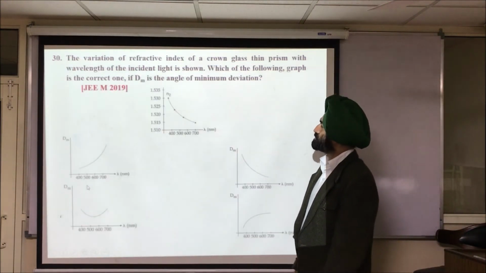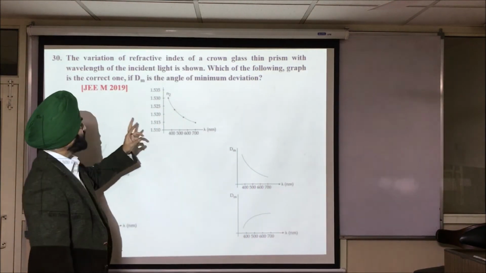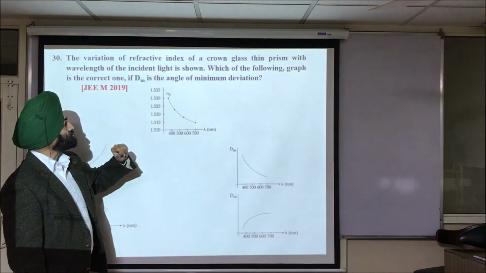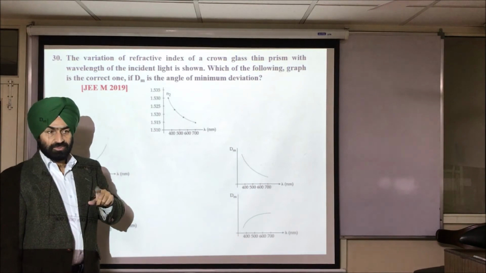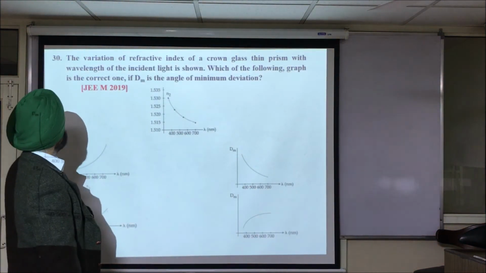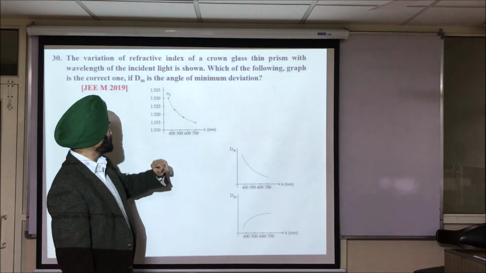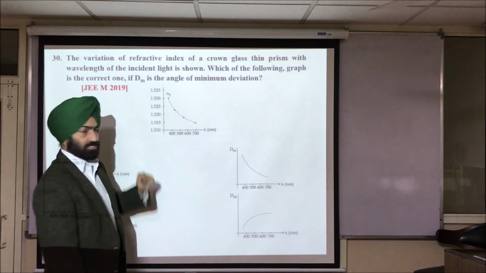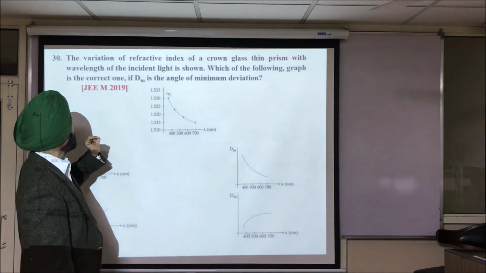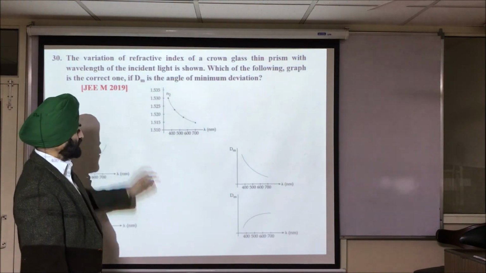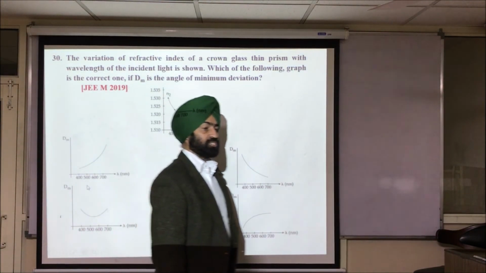A new question this year. The variation of refractive index of a glass, of thin prism, means delta equal to A into (mu minus 1), varies with wavelength of the incident light as shown. Wavelength increases, mu decreases. Question is, which of the following is the correct one if dm, angle of minimum deviation, versus wavelength is plotted?